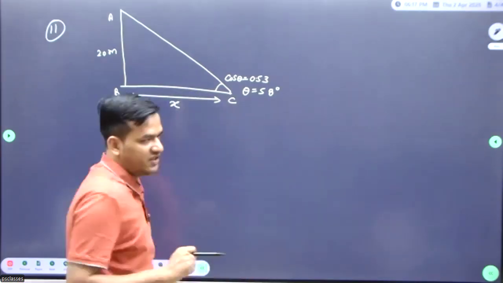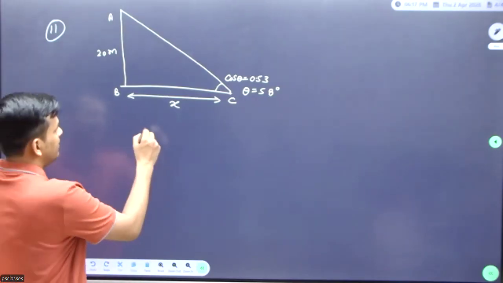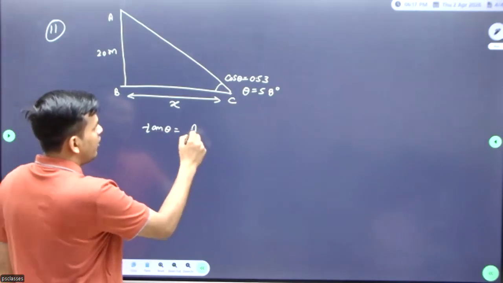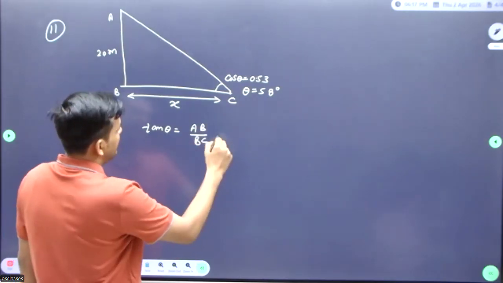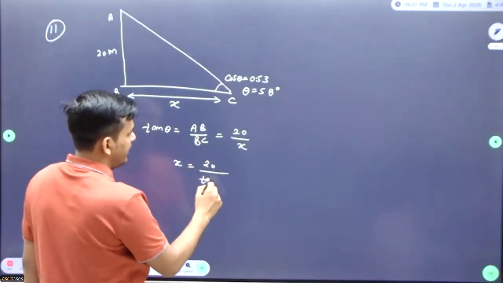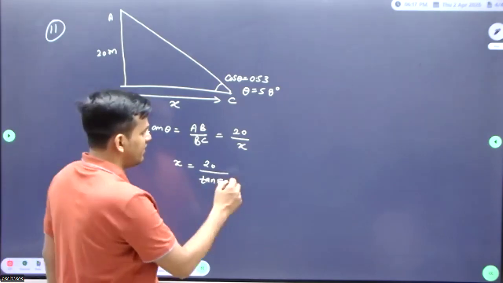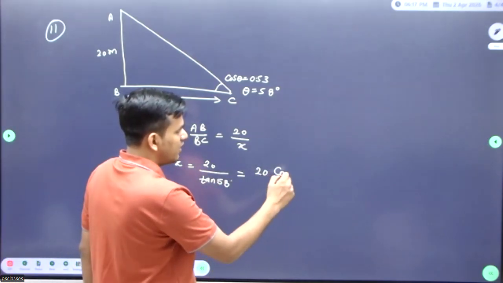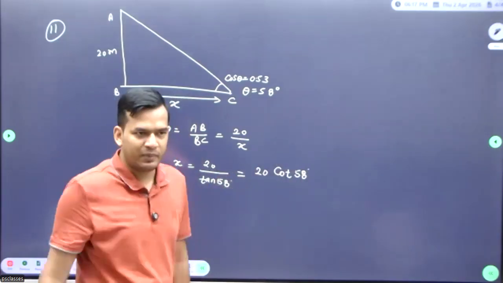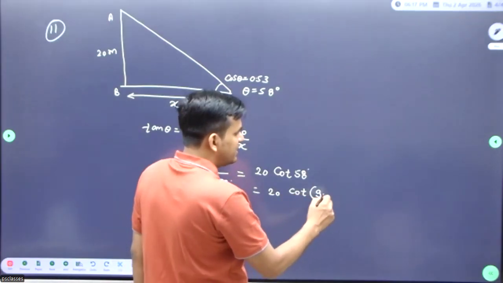Theta is 58 degree in this case. And what we need is x. So we can write tan theta is equal to AB upon BC, that is 20 upon x. So x is equal to 20 upon tan 58 degree. But again, as I told you, tan 58 will be in decimal, so it will be difficult to divide with tan 58. So instead of dividing with tan 58, I will convert it into cot 58. But again, cot 58 is not there in the table.